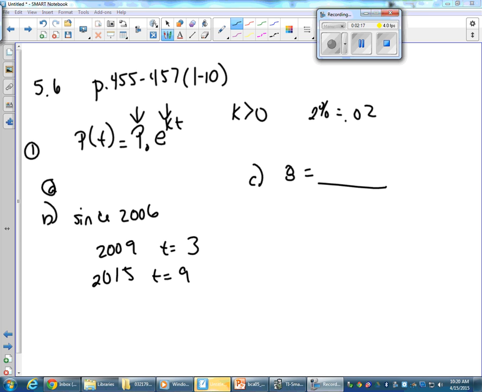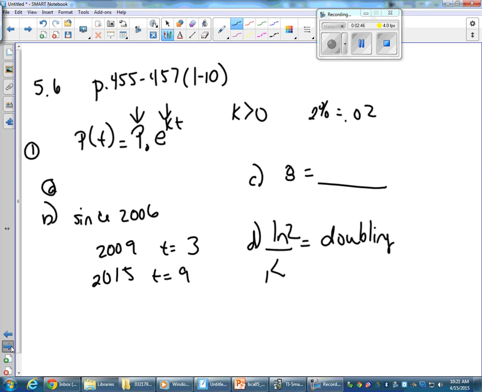And then D, find the doubling time. To find the doubling time, the equation is that it's the natural log of 2 divided by your k, and that'll give you your doubling time. Natural log of 2 divided by k, and k has to be written as a decimal. All right, that's a little bit of a hint on number 1.